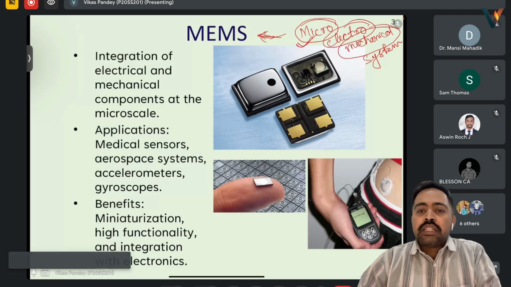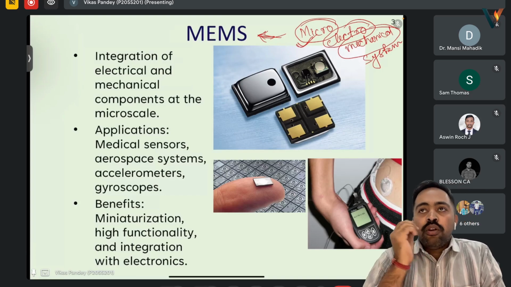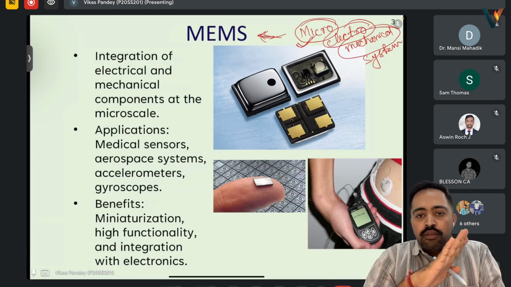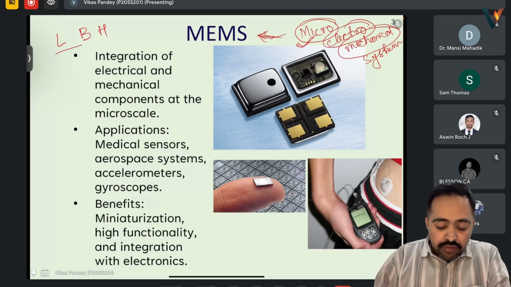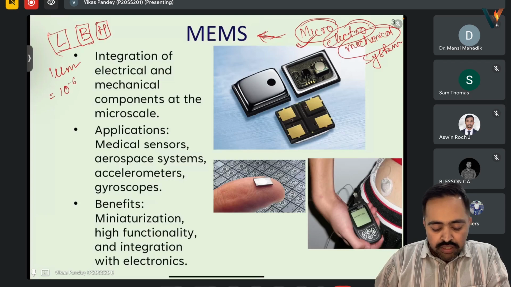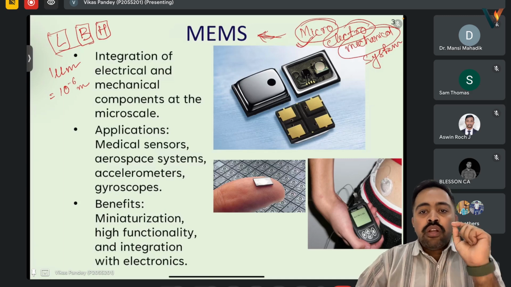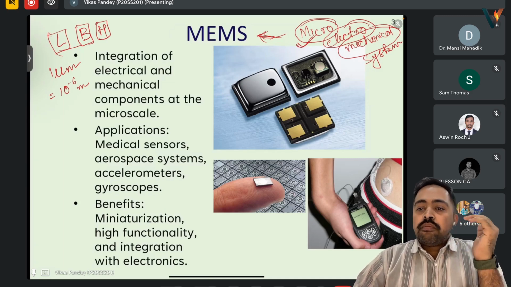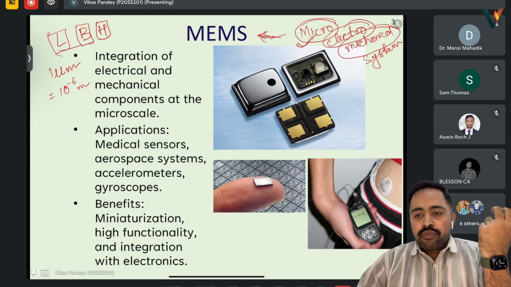Or we can say, ideally any object has three dimensions, right? Do you agree that we have length, breadth, and height? If at least one of these dimensions is in the range of micrometer, that is, 1 micrometer is equal to 10 to the power minus 6 meter, then it is considered a micro device.